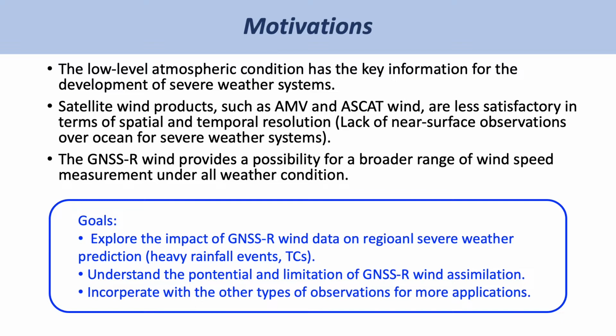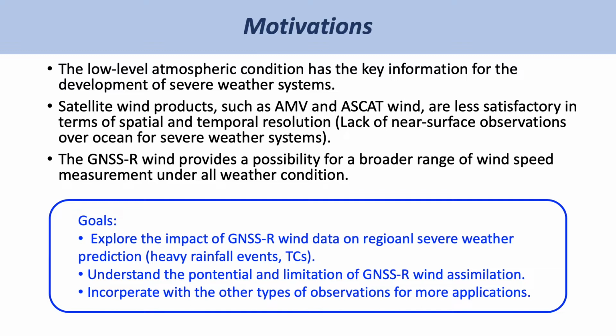And currently, we do have different types of satellite wind products, such as the air motion vector and the accelerometer winds. However, they are less satisfactory in terms of spatial and temporal resolution. So the fact is that we still need near-surface observation over ocean for severe weather system prediction. And GNSS-R wind provides a great possibility for a broader range of wind speed measurement under all weather conditions.